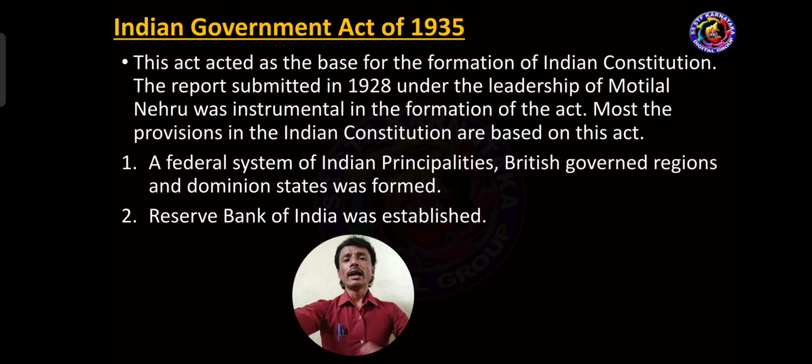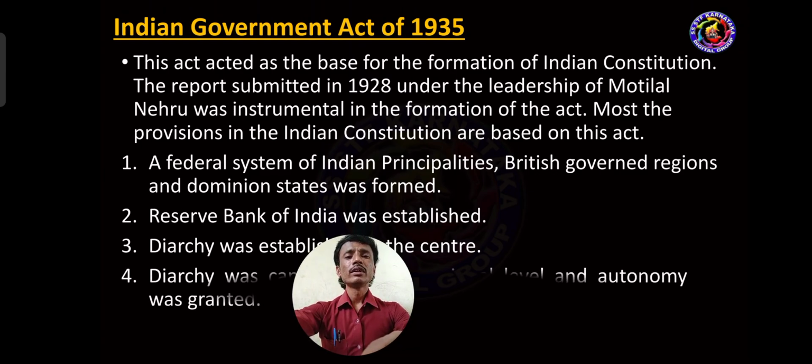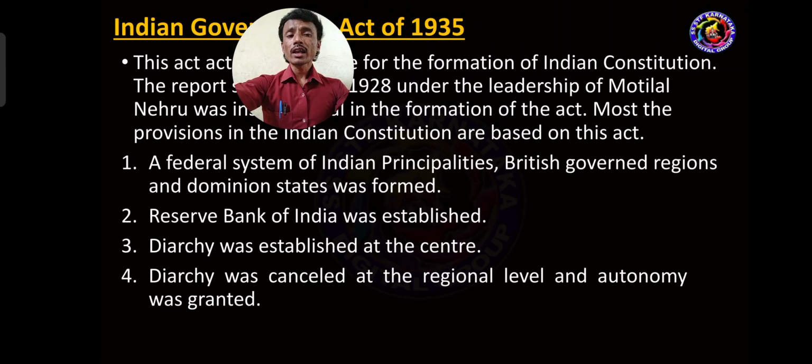And under the Indian Government Act of 1935, the Reserve Bank of India was established. So the Reserve Bank of India came into existence in the year 1935, and the hierarchy was established at the center. I already explained the hierarchy. Then dear students, the hierarchy was cancelled at the regional level. So first the central level and the regional level were there. After that they implemented the central level and cancelled the state level.